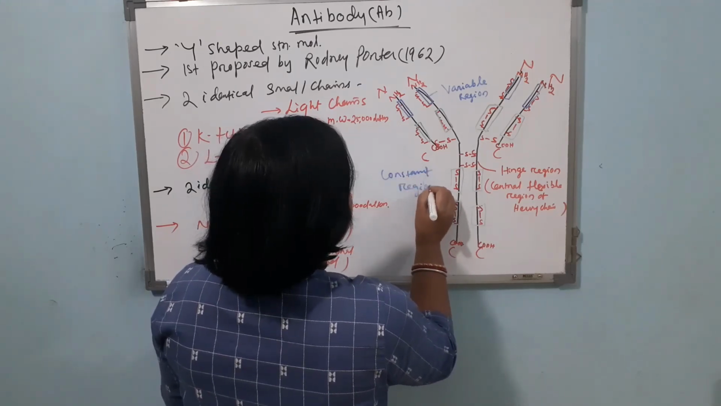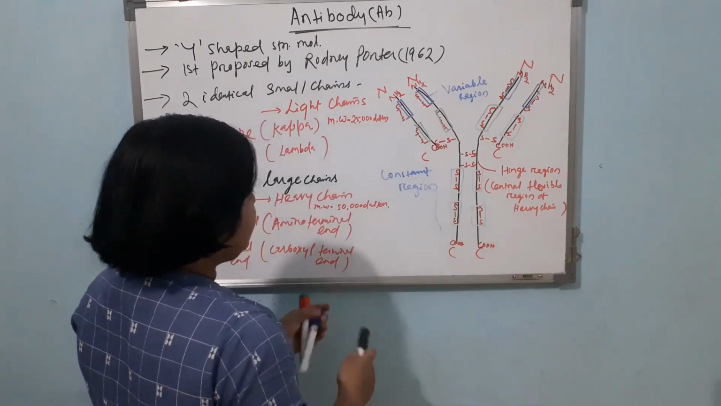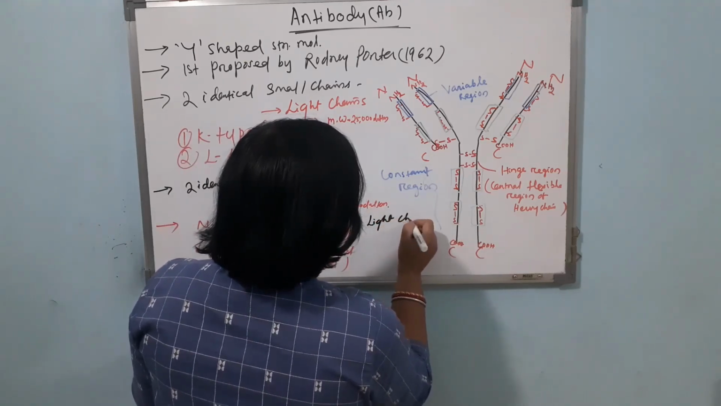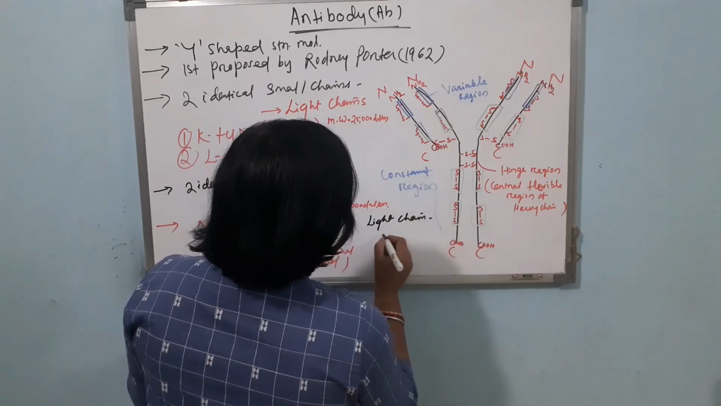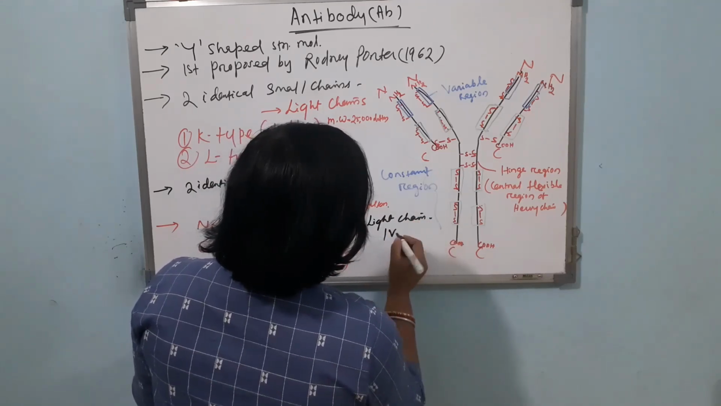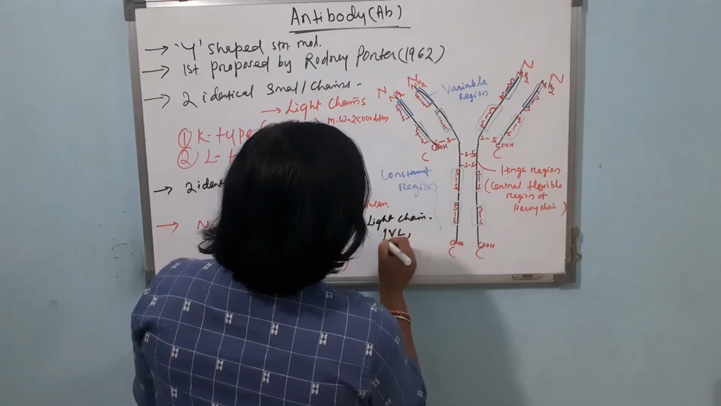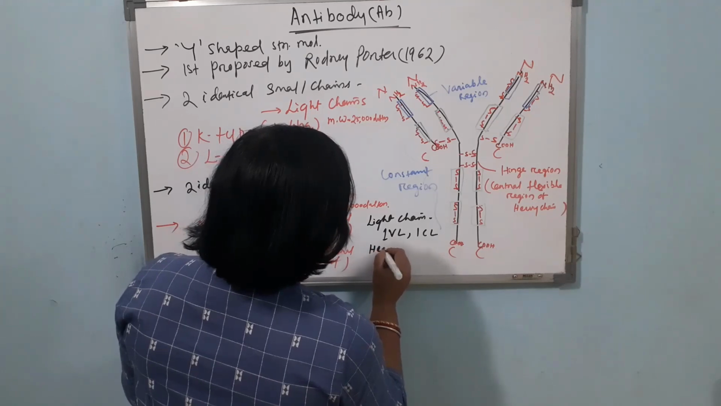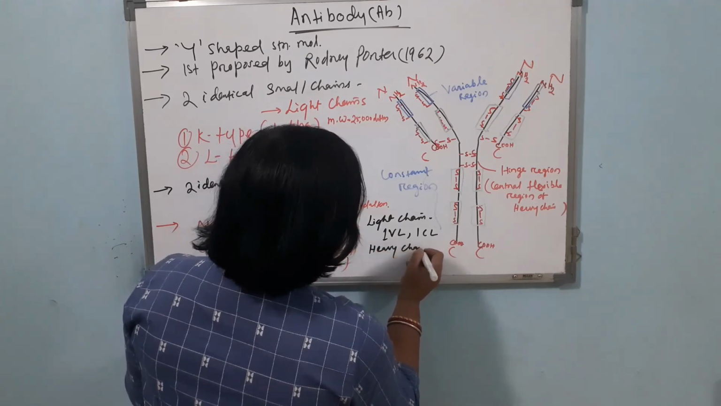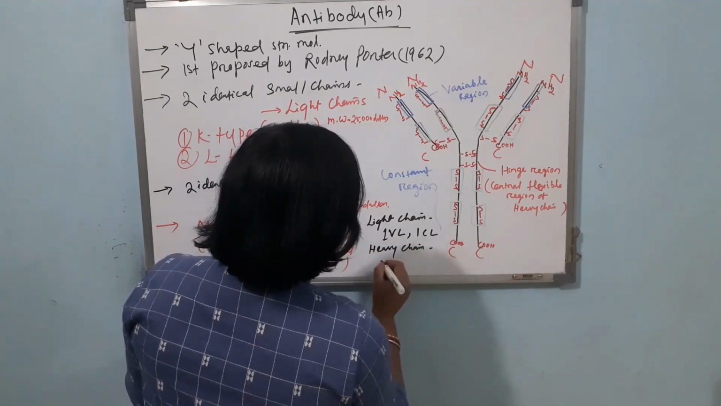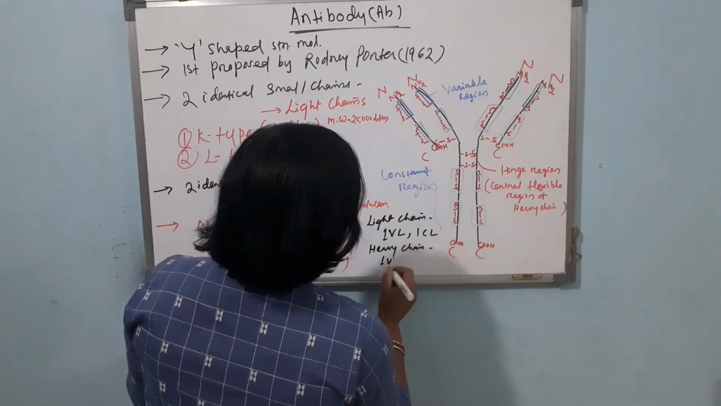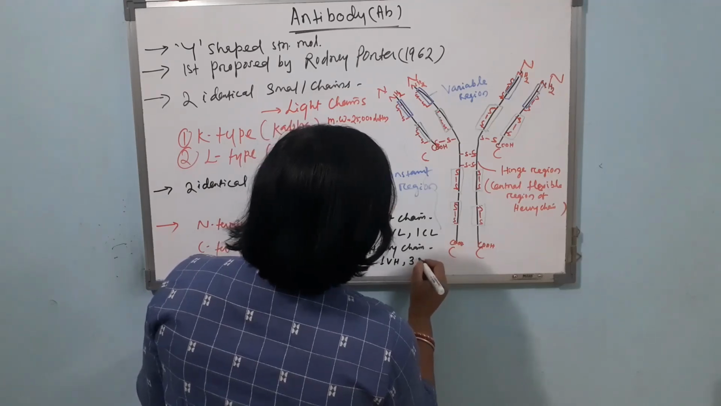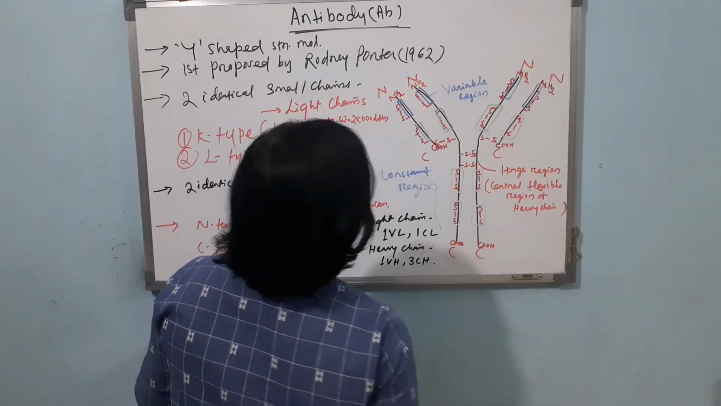region. It means in each light chain you will find one variable light domain and one constant light domain. Similarly, in each heavy chain contains one variable heavy domain and three constant heavy domain.